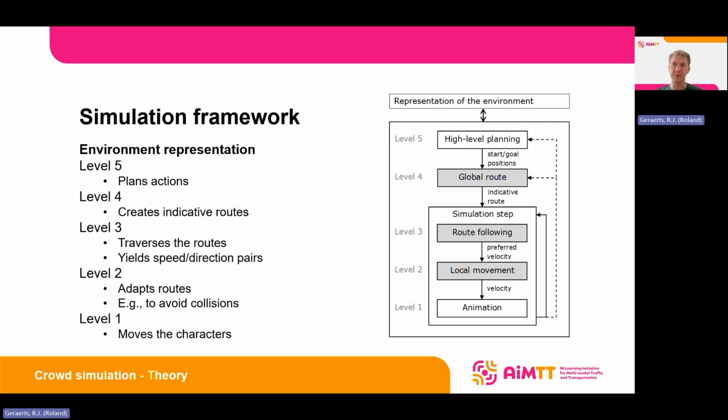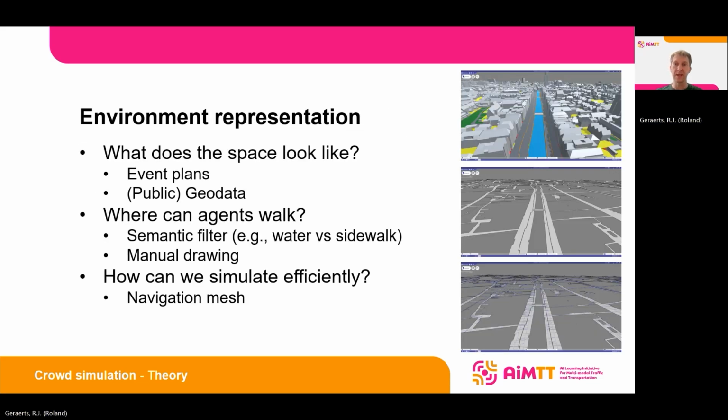Let's have a look at the representation of the walkable environment. To perform crowd simulations efficiently, we need a structured representation of the environment that computers can process quickly and accurately. As discussed in the previous chapter, information about temporary event objects is typically obtained from event floor plans. For outdoor events, we can often combine these plans with public geospatial datasets that describe the permanent environment, such as streets, buildings, and public spaces. For indoor events, the event floor plan itself is often the primary source of information.